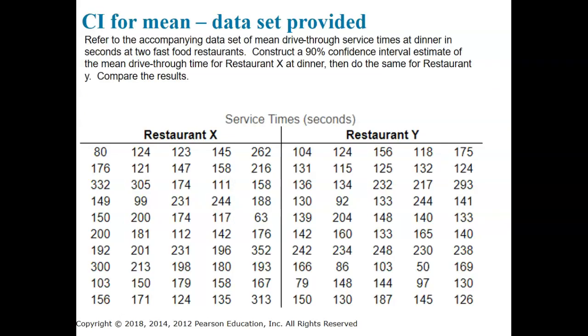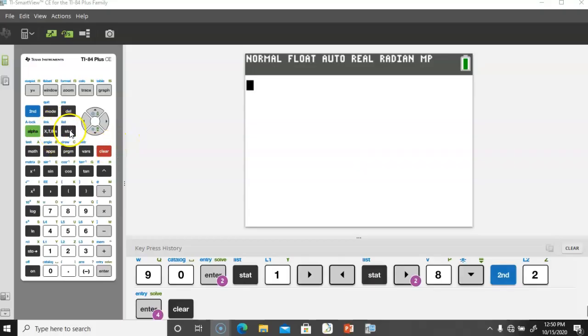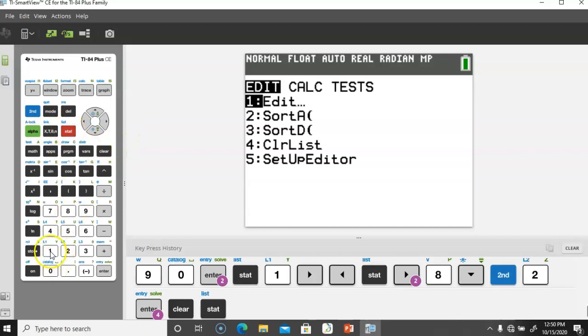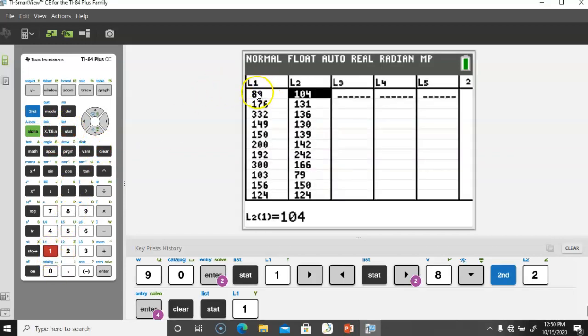Okay, here's a data set that I would like for you to take the time to put in your calculator, and we're going to compare the two restaurants once you've had some time to get that entered. Okay, so I had asked that you enter this data in your calculator. Make sure you've entered the first restaurant, let's call it restaurant X, in L1 and restaurant Y in L2.